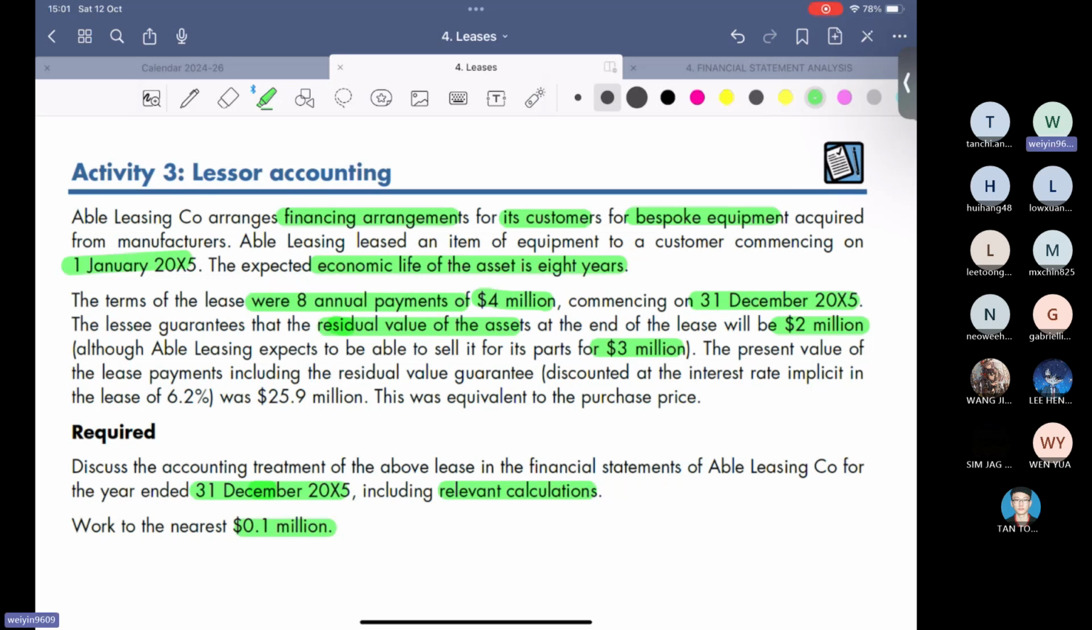The present value of the lease payment, including the residual guarantee, is 25.9 million, at 6.2%. This was equivalent to the purchase price. So you are required to discuss the accounting treatment of the above lease in the financial statement of Able Leasing Co. for the year ended 31st December.